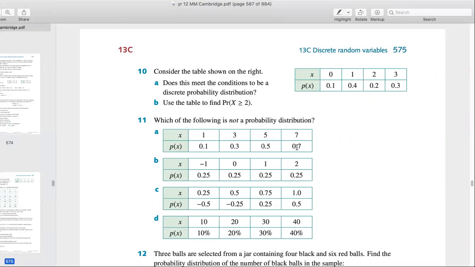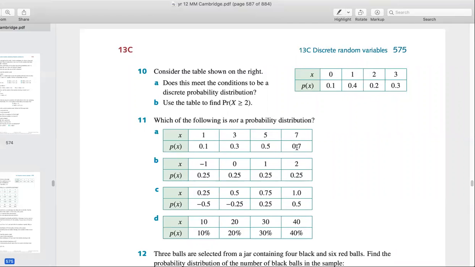The x value is essentially the value you decide to take, or the question tells you to take. So -1 may simply mean you lose $1. 0 just means breaking even. 1 may mean you earn an extra $1. 2 may mean you earn an extra $2. So the x value is not going to affect our probabilities. So actually B is a probability distribution.